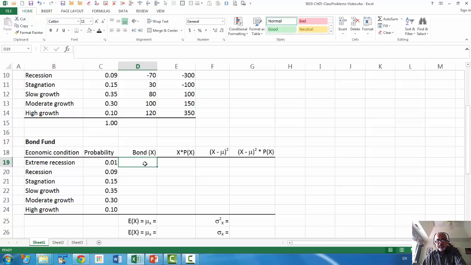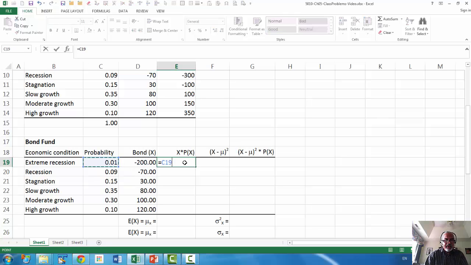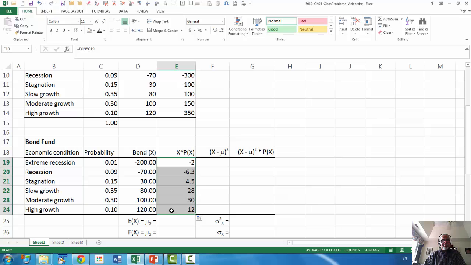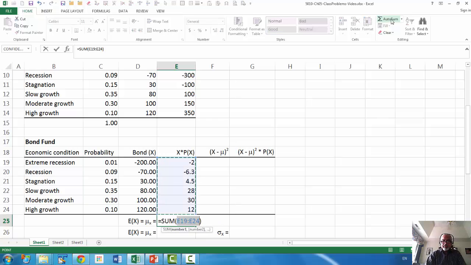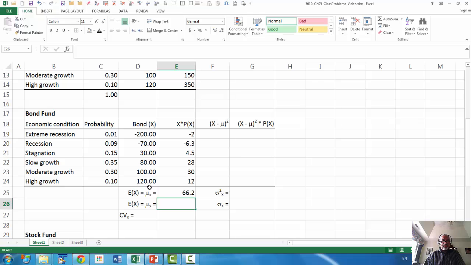So this is a valid probability distribution. Now first let's look at the bond fund. If we copy these, we're going to get all these X values here. So these are the outcomes if you invest in bond, and multiply by the probability. So X times probability of X. And then if you sum that, you get the expected value of X, which is also mu sub X.